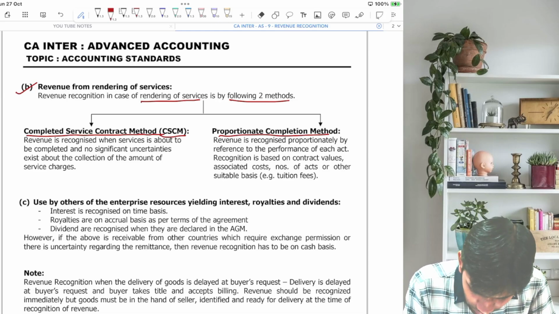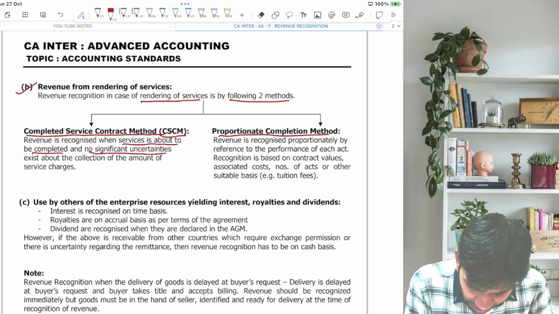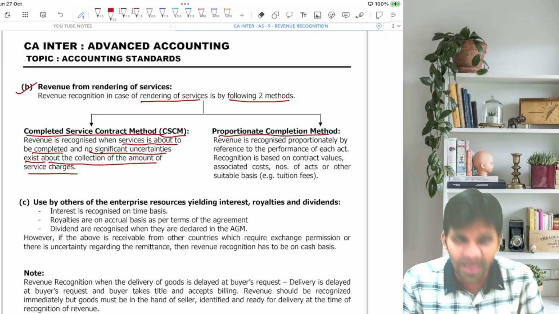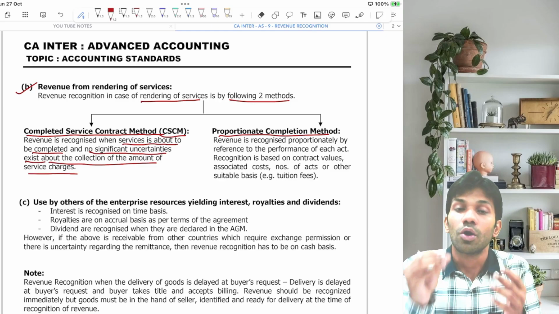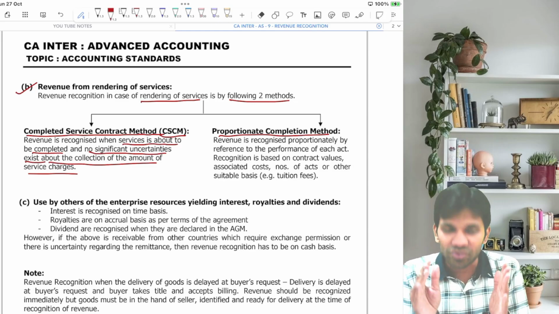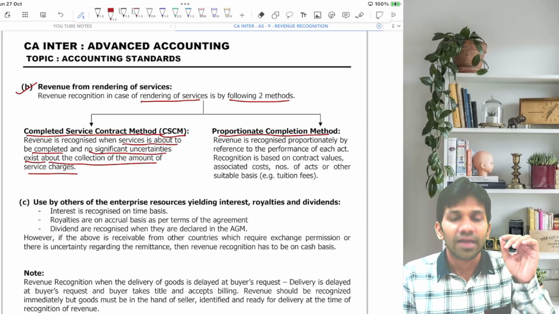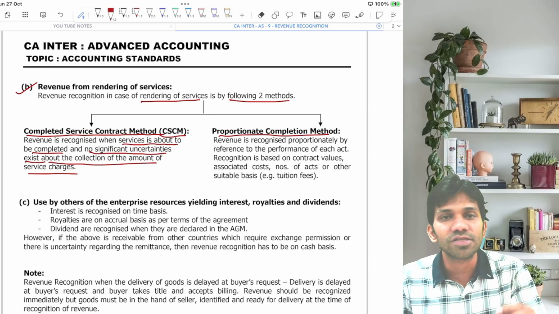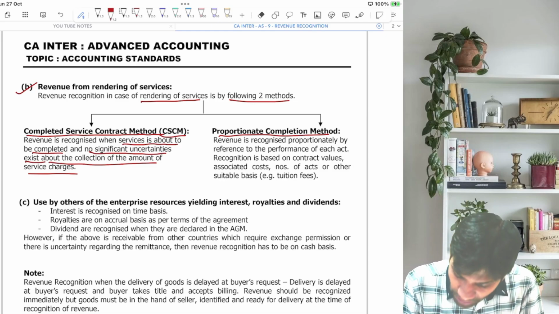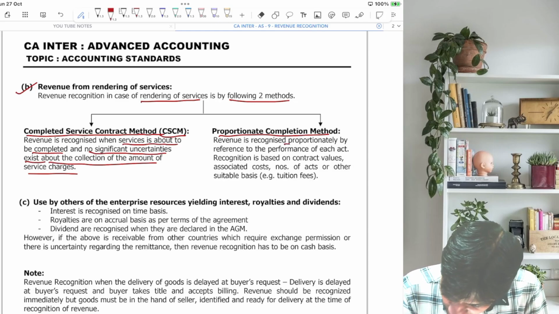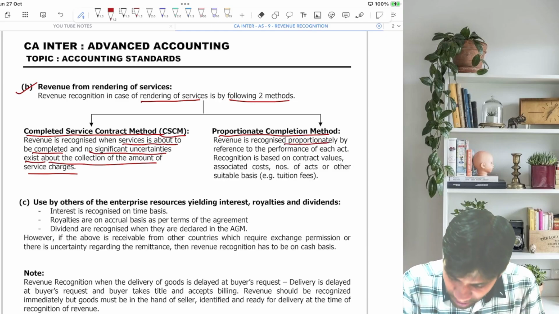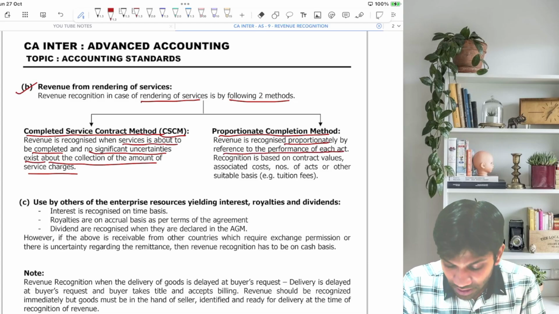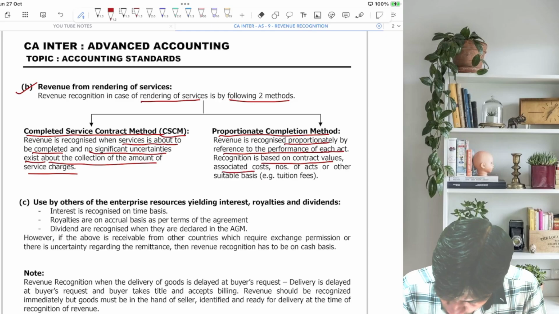So let's read it. Revenue is recognized when the service is about to be completed and no significant uncertainties exist about the collection of the amount of service charges. Basically, they are again focusing on what item should be recognized as revenue. In case of the completed service contract method, revenue should be recognized when the entire services are provided and there is reasonable certainty regarding its collection. In case of the proportionate completion method, revenue is recognized proportionately, as the method name suggests, by reference to the performance of each act. Revenue is based on contract values, associated cost, number of acts, or other suitable basis.